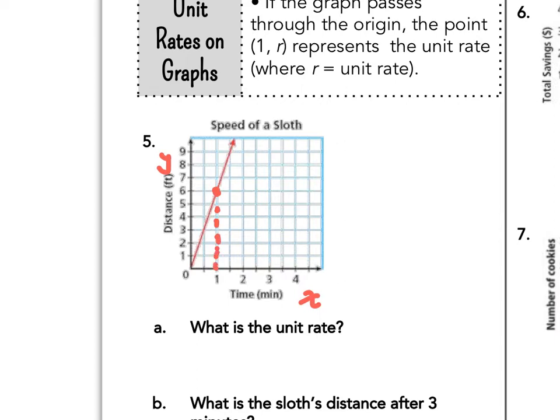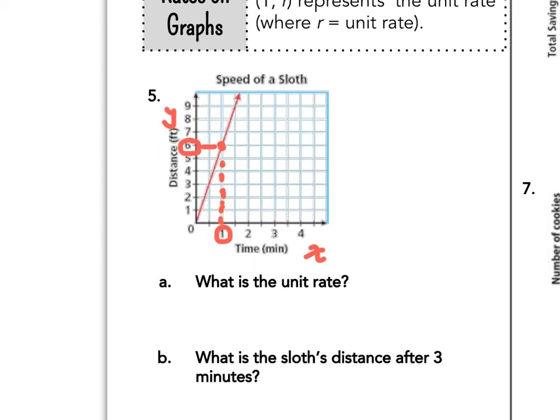All right, so now what I look at is I look across, okay, across that, this number here, that's your unit rate. So again, you look at where 1 is on the x-axis, and then you look straight up, okay, and look at what the y value is. So here I'm circling 6. So the unit rate in this graph is going to be 6.